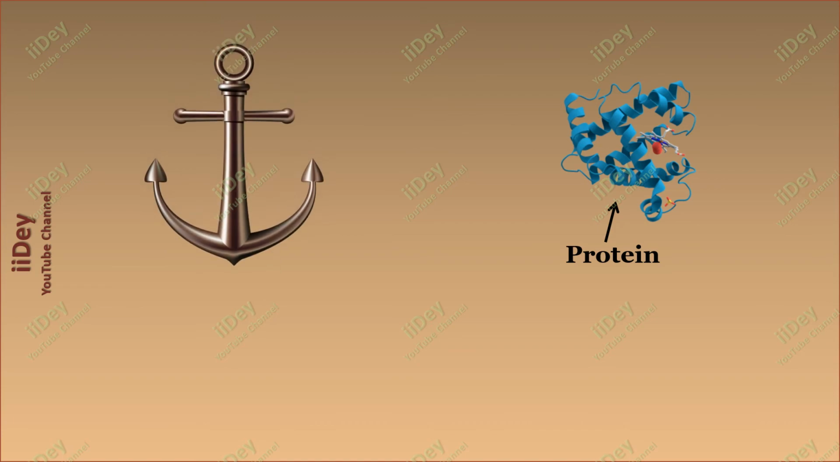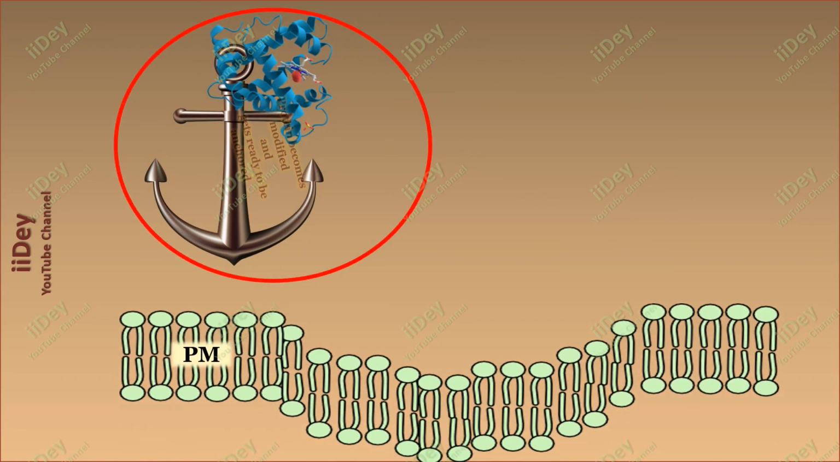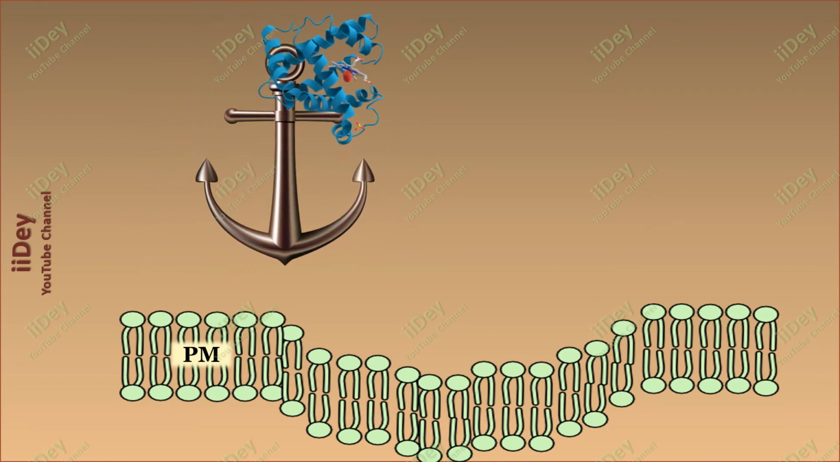Now you can better understand it by viewing this animation, which is showing a protein that is post-translationally modified and works as an anchor, which is finally embedded or anchored in one side of the lipid bilayer.